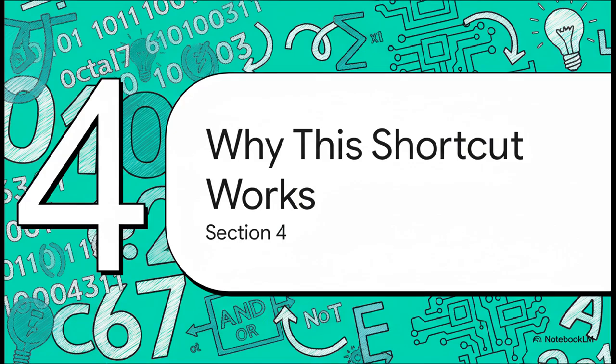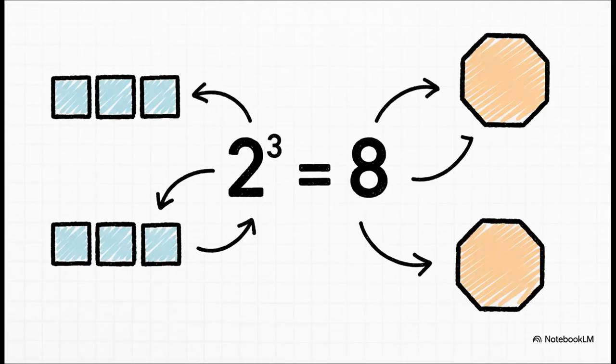So let's wrap this up with section 4, why this shortcut works. Now that you've seen how to do it, and you know it's reliable, let's do a quick recap of the why. Because when you understand the reason behind a trick, you'll never forget how to do it. It all comes back to this one simple piece of logic. The whole system exists because of that direct mathematical link between base 2 and base 8. That relationship, 2 to the power of 3 equals 8, creates this perfect, clean grouping system. One octal digit just naturally holds the exact same amount of value as 3 binary digits.